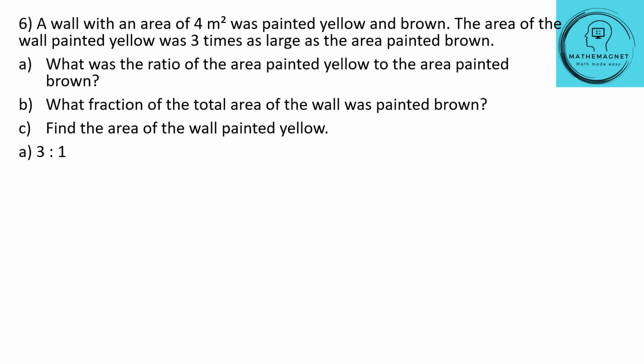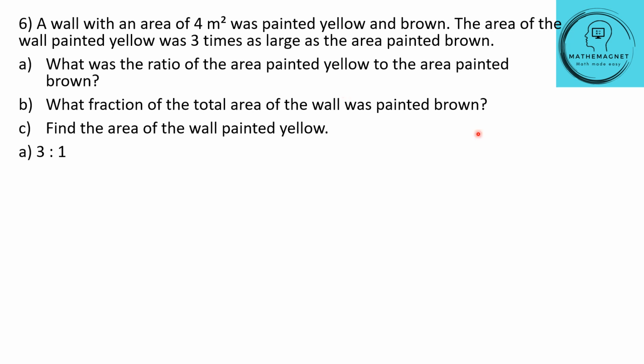So we know question A, it is 3:1, because here it's given that yellow is 3 times as large as brown. So if brown was 1 unit, yellow will be 3 units. So it is 3:1 because the ratio they have asked is yellow to brown.